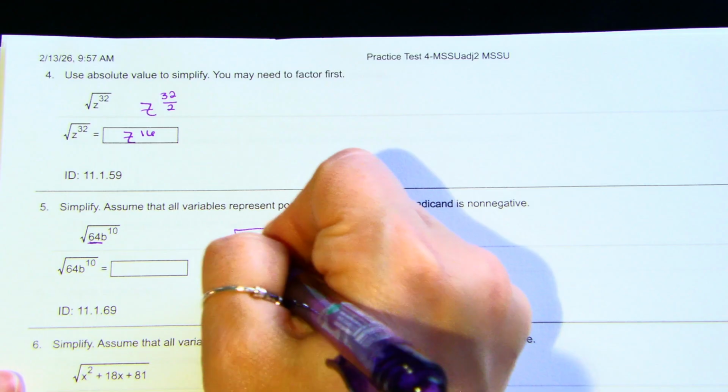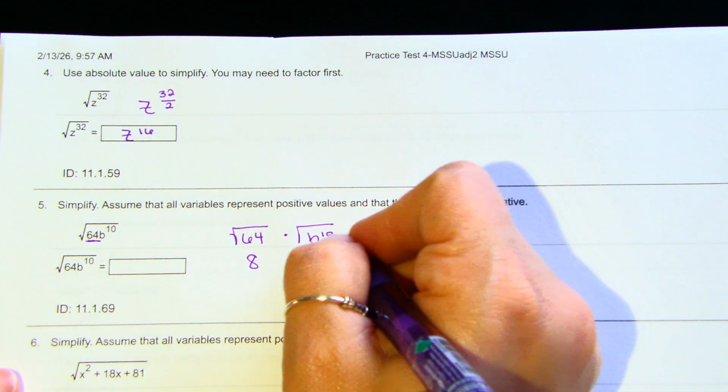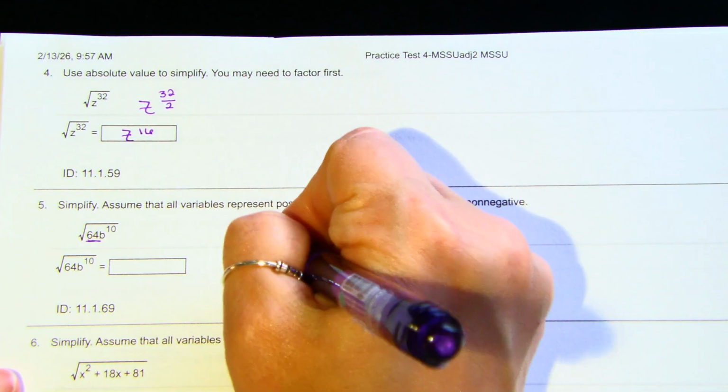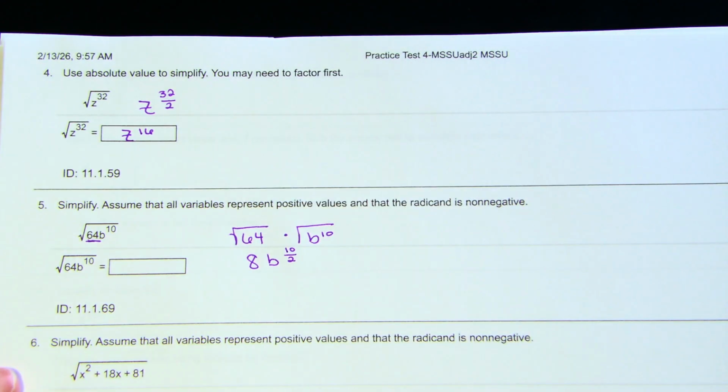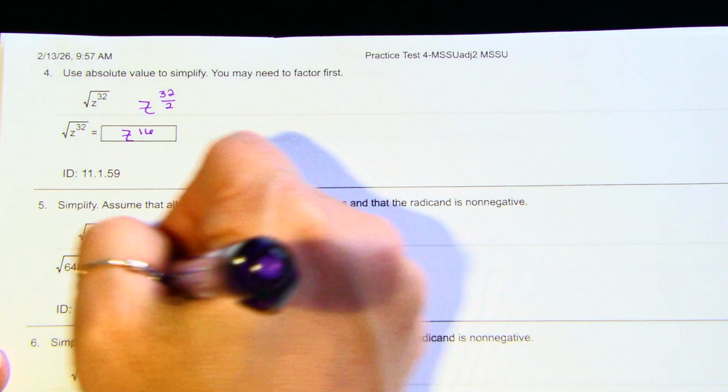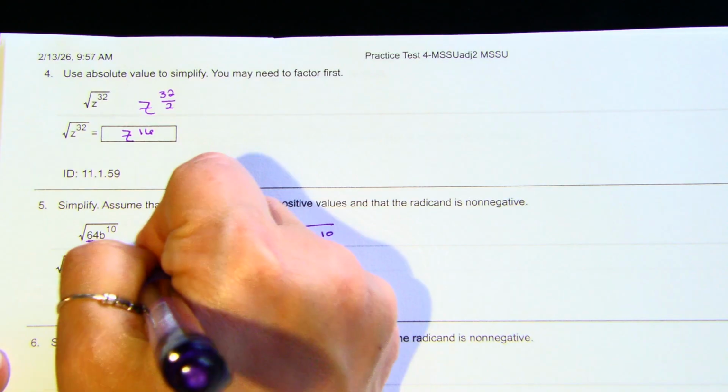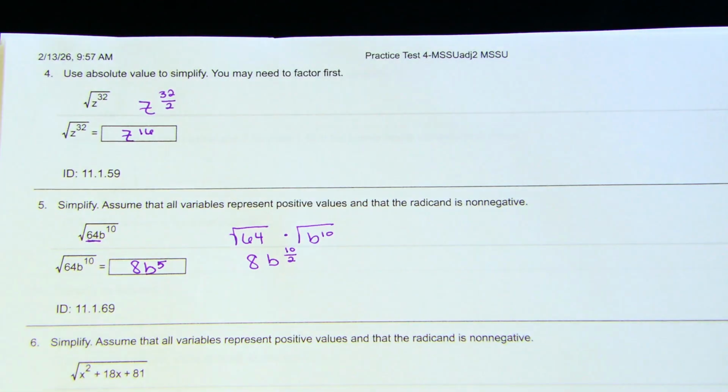And then b10, we can make that into b10 over 2. We take it into our fractional exponent, which gives us 8b to the 5th, because 10 divided by 2 is 5. So you can split it up into 2 different radicals with a multiplication symbol in between, where you have your number part separate from your variable part, if that's easier for you, so you can see what's actually happening. It's totally up to you. You can also leave them all combined together. Either way, you should get to 8b to the 5th power.